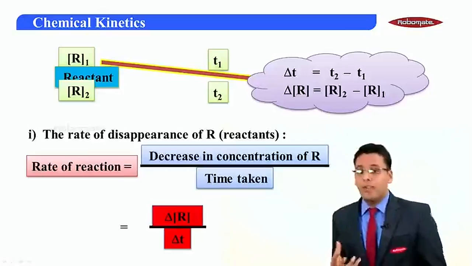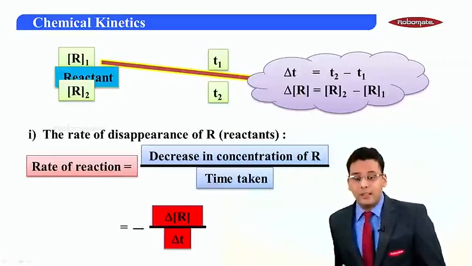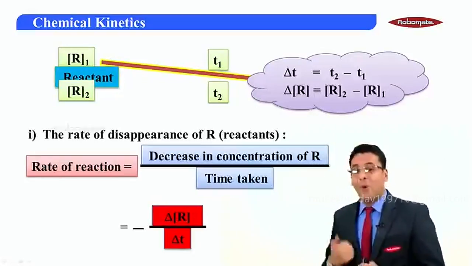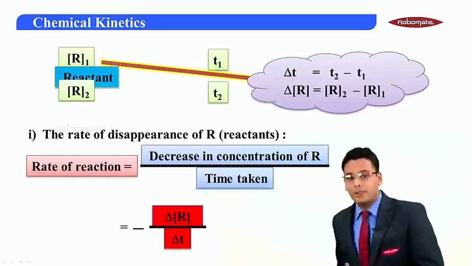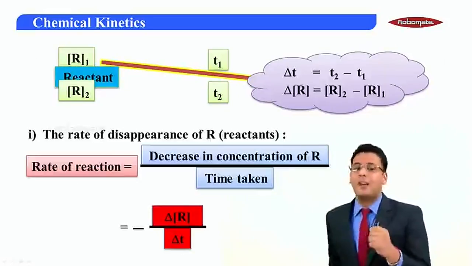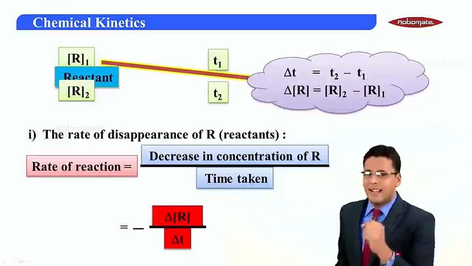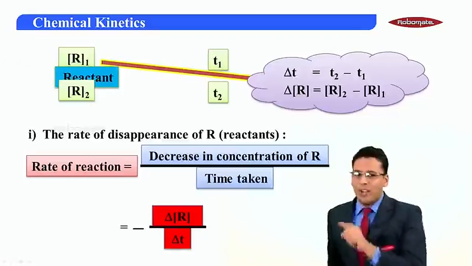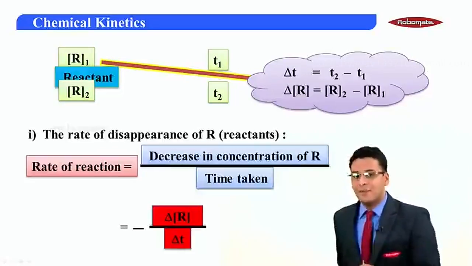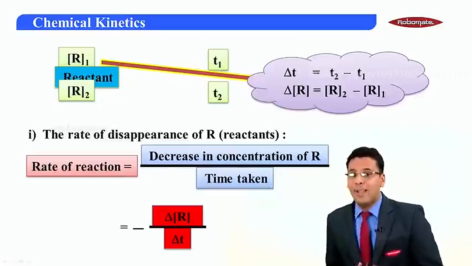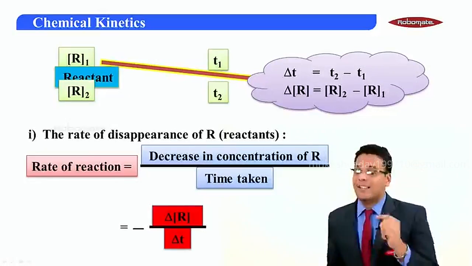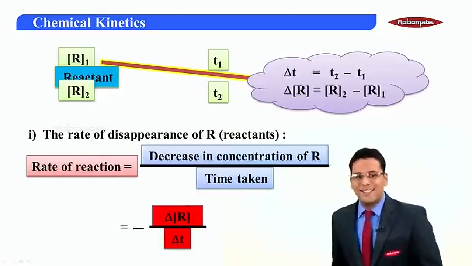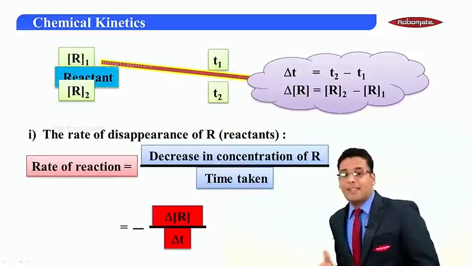So what I do is I will multiply it by a negative sign. This extra negative sign will make sure that my overall rate is positive. You remember R2 minus R1 was negative, and negative multiplied by another negative becomes positive. So my overall rate of reaction remains positive, and also I come to know that the reactants are decreasing with time. So that's what you have to do. You have to write minus delta R upon delta T.